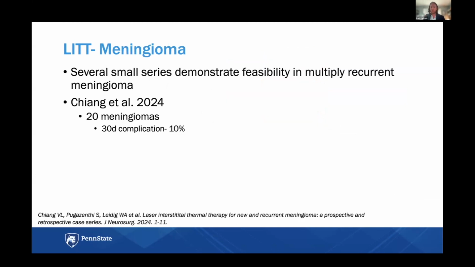It's been utilized in meningioma. I think we all know that when you have these multiply recurrent meningiomas, they can become extraordinarily challenging. And once you've exhausted surgery and radiation, our medication options are limited. And so this is a non-radiation ablative technology that can be used synergistically. It has been used in several series with reasonable responses.